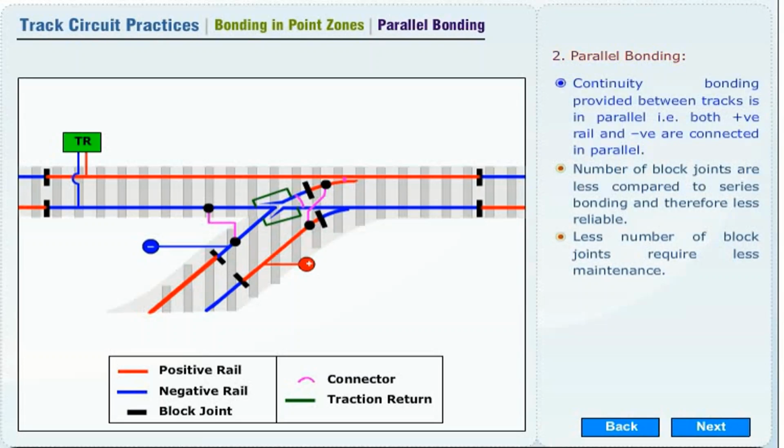Parallel bonding. Continuity bonding provided between tracks is in parallel, that is, both positive rail and negative rail are connected in parallel. Number of block joints are less compared to series bonding and therefore less reliable. Less number of block joints require less maintenance cost.